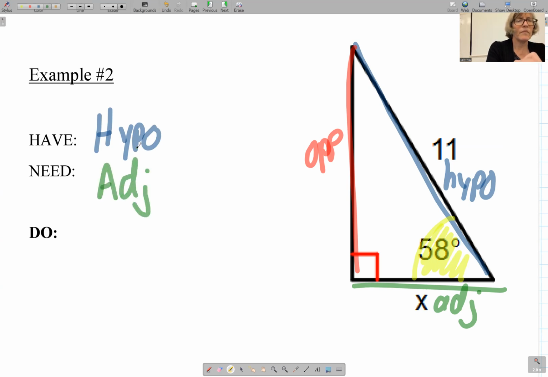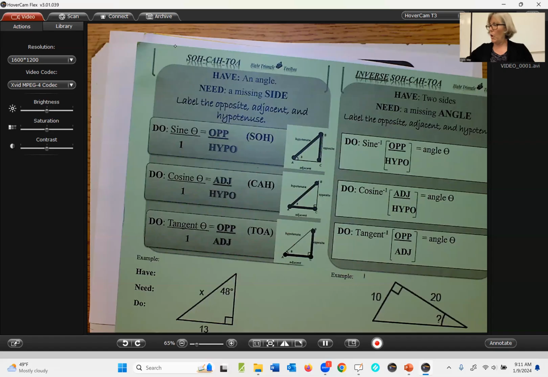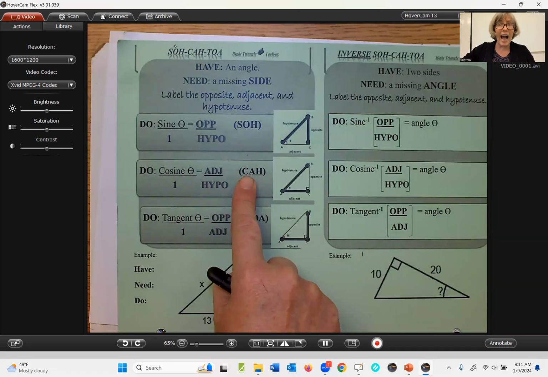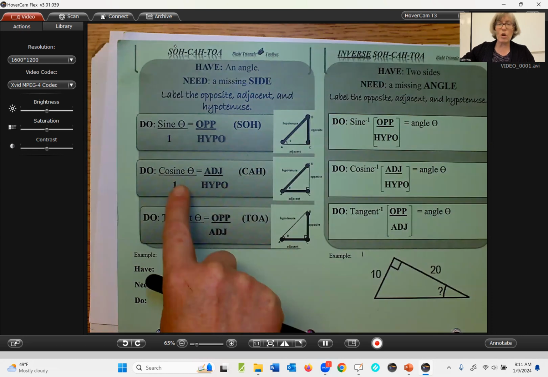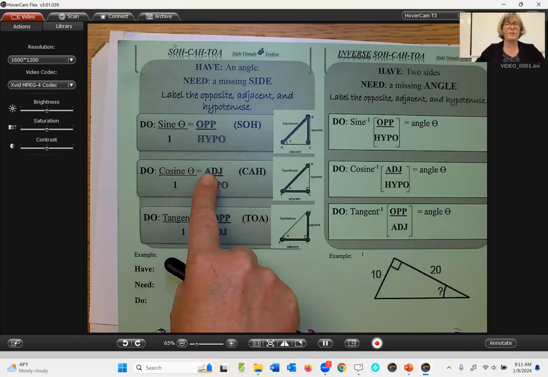So in this case, we have the hypo, which is 11. And this time we want the adjacent, ADJ. So we look here, we have an AH combo. And you ask yourself, looking on this chart, what goes with AH? And the answer is CAH, like a crow. So copy exactly this down, exactly as you see it.